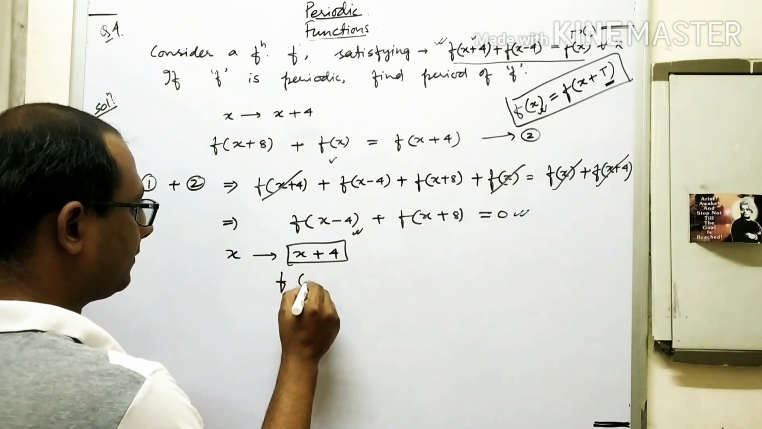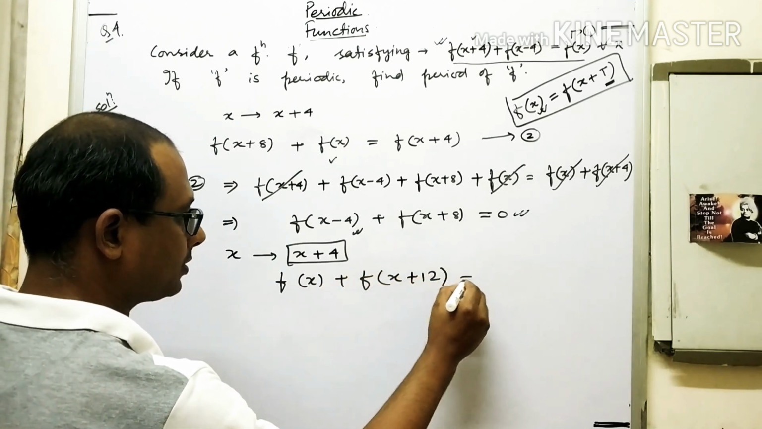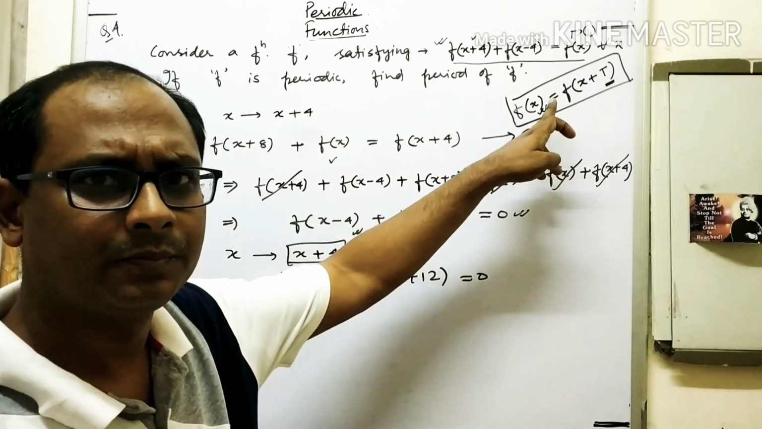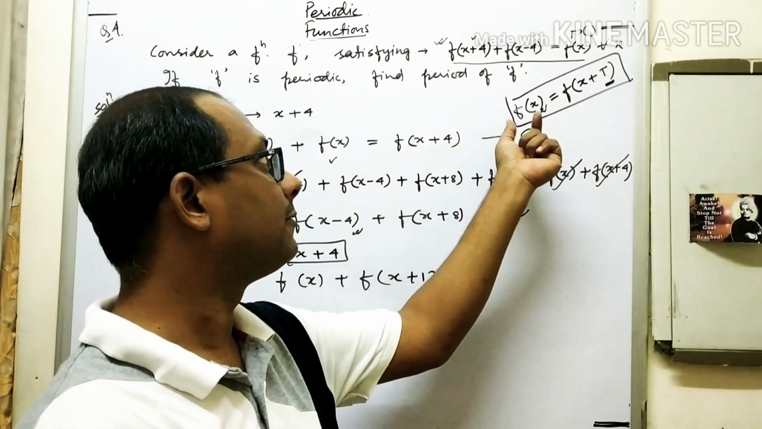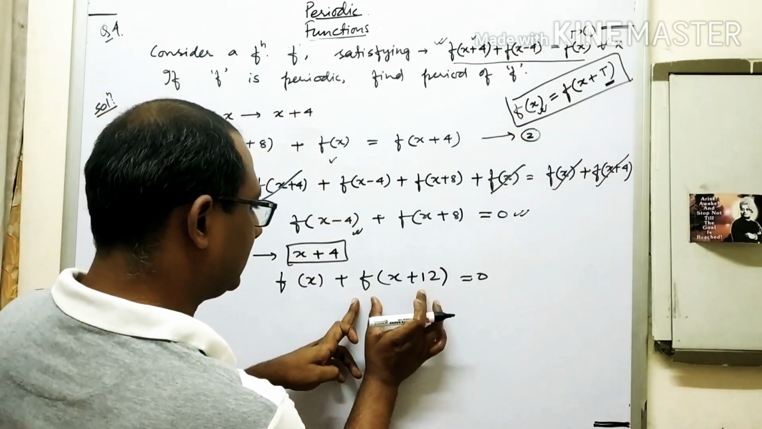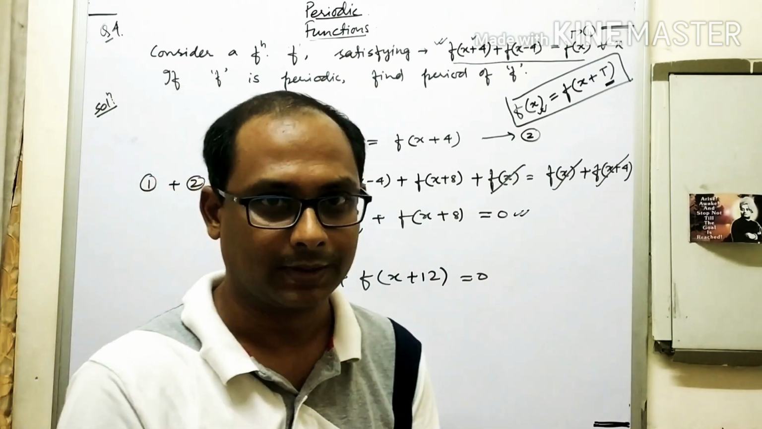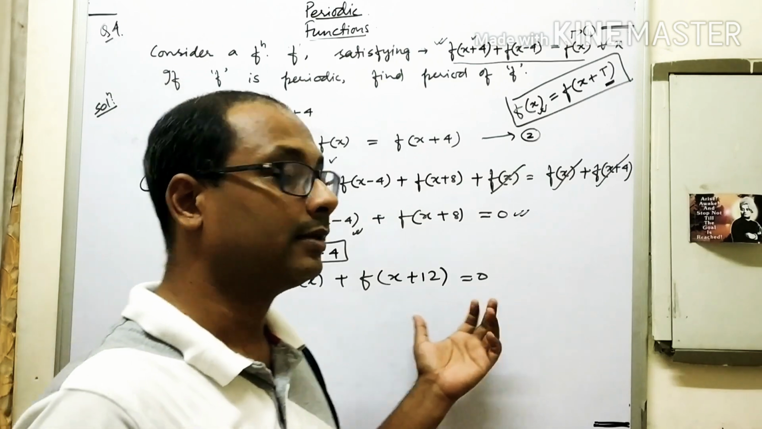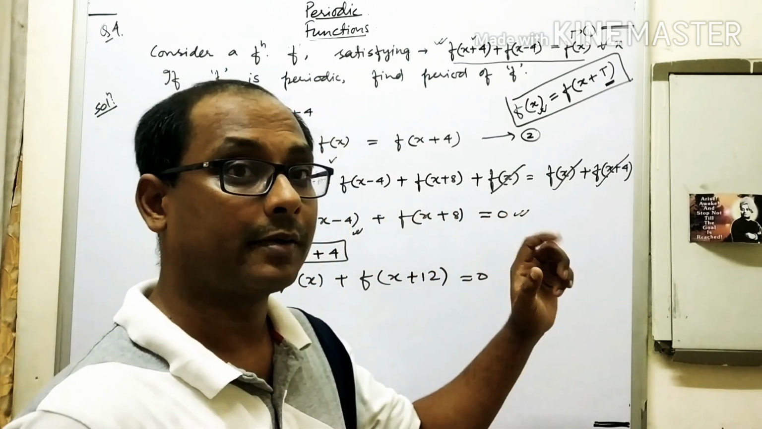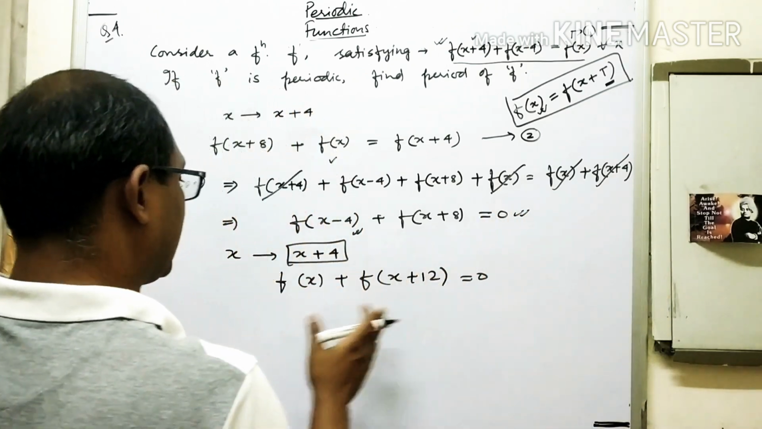So what I get is f of x plus f of x plus 12 equal to 0. Is it what we are looking for? No, actually we need exactly f of x equal to f of x plus t. So if I send this term to the other side, I get f of x equal to minus f of x plus 12. Most of the students will write that the answer is 12. No, that is not the answer. We are not looking for negative of f of x plus 12. We are looking for positive of something, so that way it will be wrong.